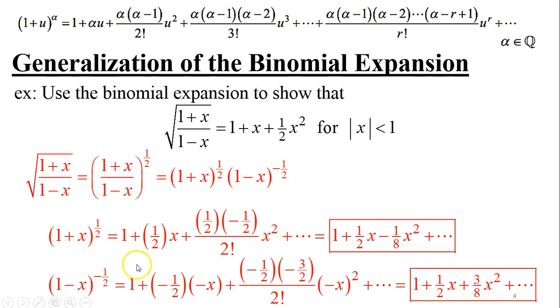Similarly, 1 minus x to the negative half. Here, u is negative x and alpha is negative half. So using the same formula up to the term in x squared, we end up with the expansion 1 plus half x plus 3 over 8 x squared. Okay, so now that I have the expansion of each of these two factors, and in the expression we want to find the expansion of these two factors multiplied, so what we do is multiply these two expansions.